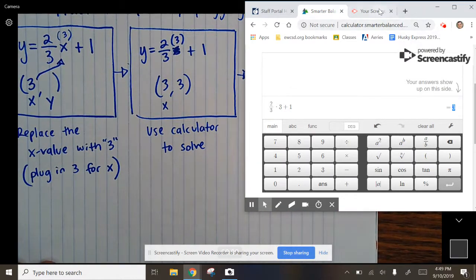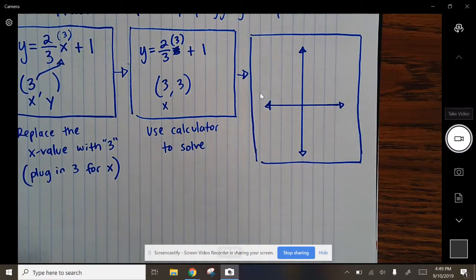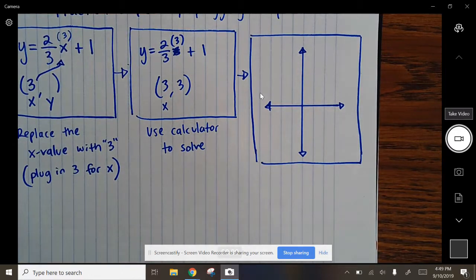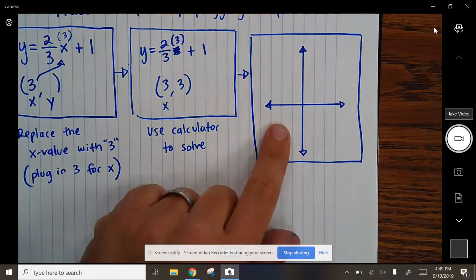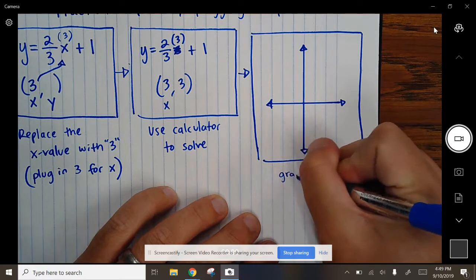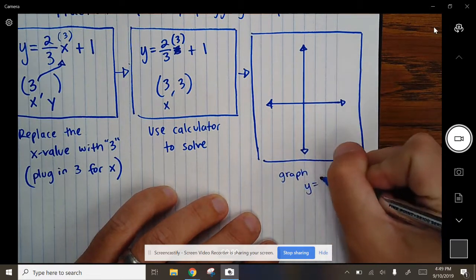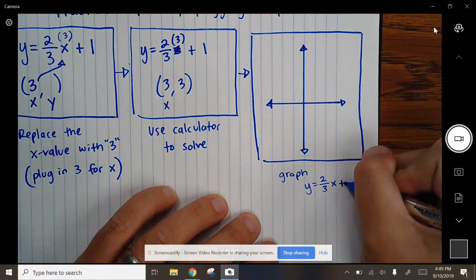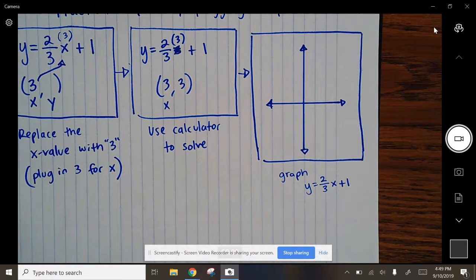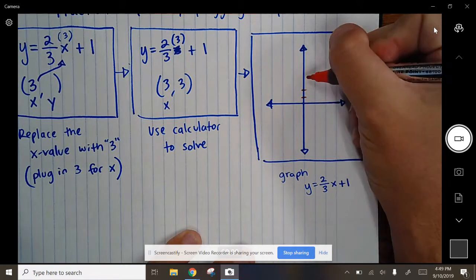Okay? Very interesting. Now I'm going to go ahead and move this down, and I want you to see what's happening here. So this next level, I want you to graph y equals 2/3 x plus 1. And if you graph that, I want you to see, and I haven't written any marks yet here, but let's go ahead and do that.